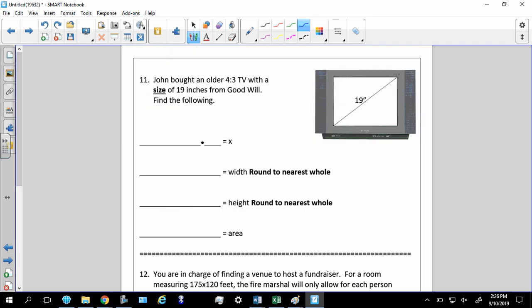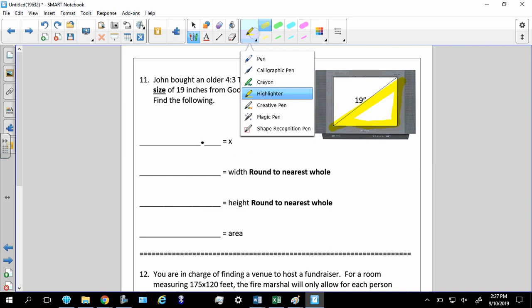All right. John bought a TV, an older TV with a 4:3 ratio at Goodwill. It is 19 inches, and we need to solve for it. Let me highlight something to hopefully help us out here. The diagonal is 19. I need to find out what my height is. I need to find out what my width is. Hey, that's a triangle. I'm going to be doing Pythagorean theorem.